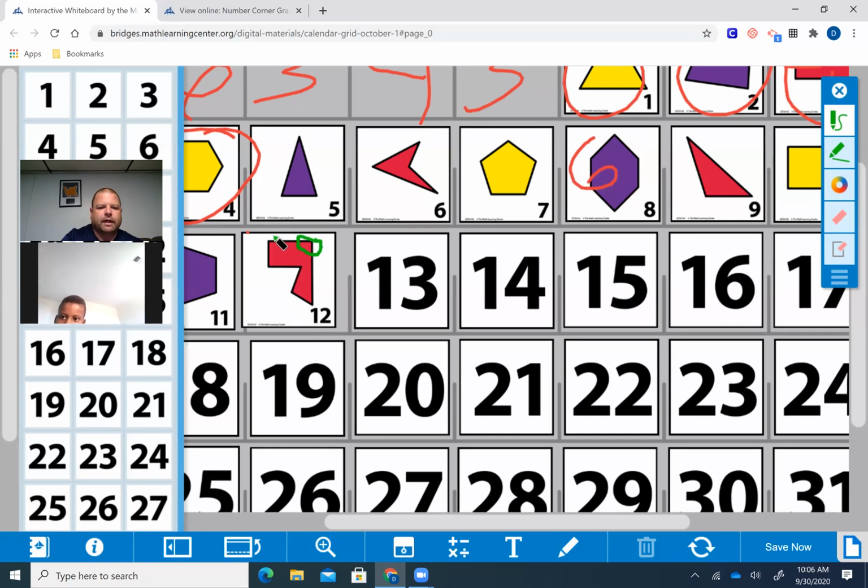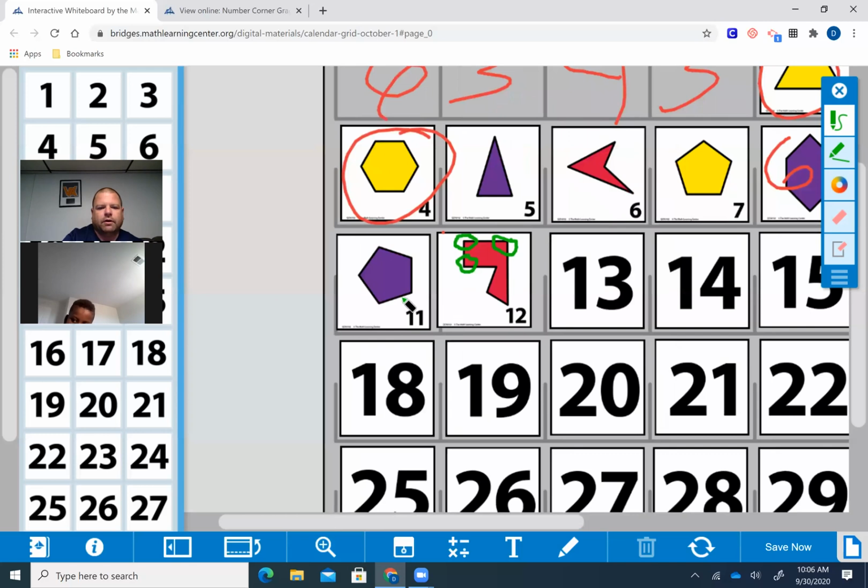Do you see this L right here? Yes. That's a right angle. Do you see this L right here? That's a right angle. Do you see the L here? Yes. That's another right angle. So card 12 has right angles. I don't believe card 11 has any.